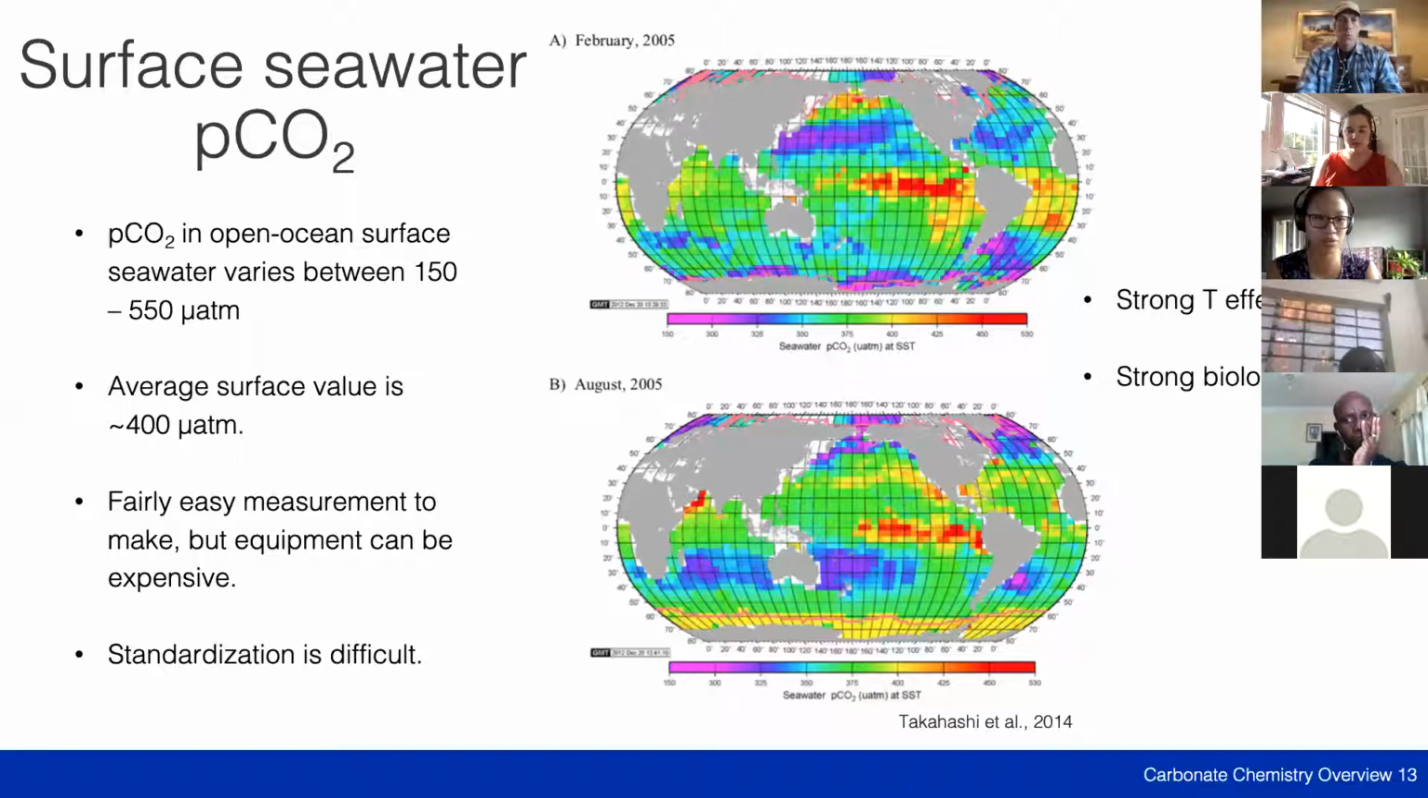So PCO2 in the open surface ocean has a pretty large range. It varies between 150 and 550 microatmospheres. And the average surface value is about 400. And that is basically, you know, the surface ocean is in equilibration with the atmosphere. And so the atmosphere is about 400 or slightly over 400 microatmospheres. And so that's reflected in the surface ocean value.